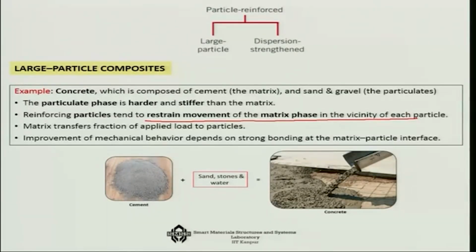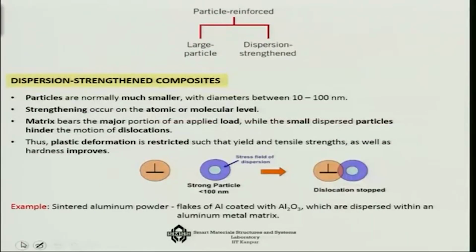The matrix transfers a fraction of the applied load to these particles. Thus you get overall strength in the system: the stones that you use give the improved strength, whereas the cement works like a binder in the system. So that is the large particle composite. How about the dispersion strengthened ones?